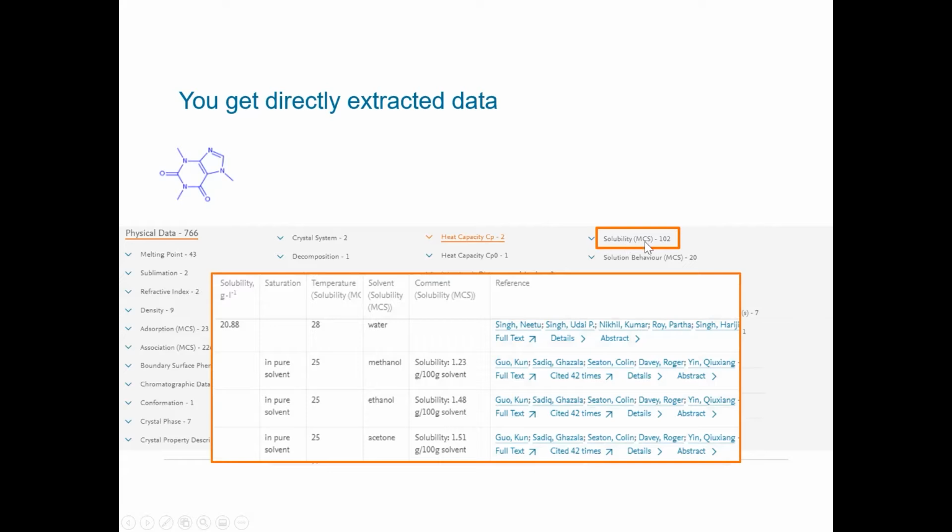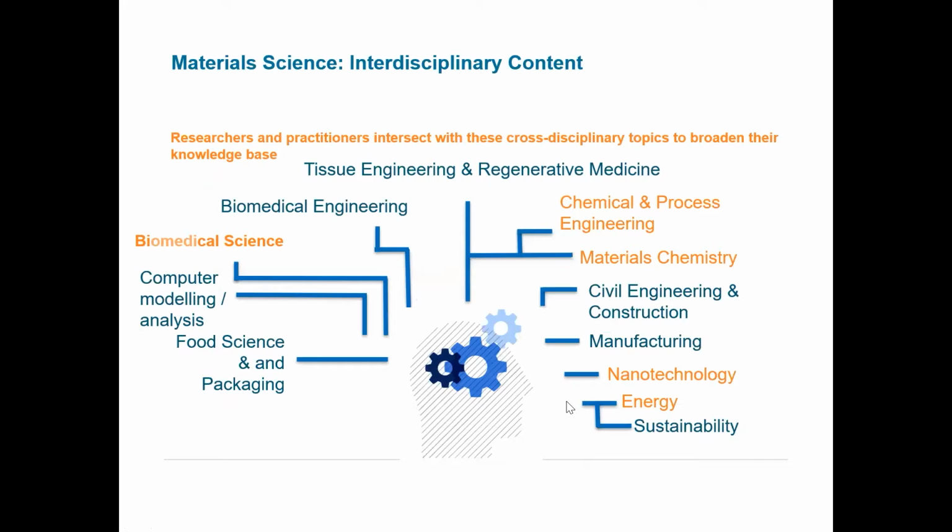Click on the necessary properties, for example, stability or solubility, and you will find the solubility in different solvents like water, methanol, acetone, at different temperatures. Everything is extracted, numbers are extracted. You don't need to read the article; everything is extracted, and you can use it directly from Reaxys.